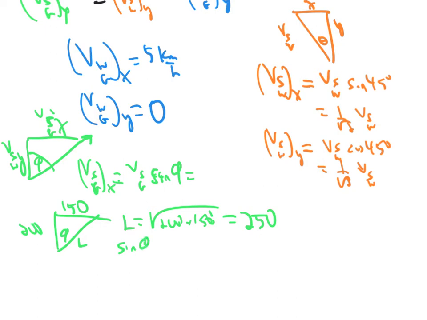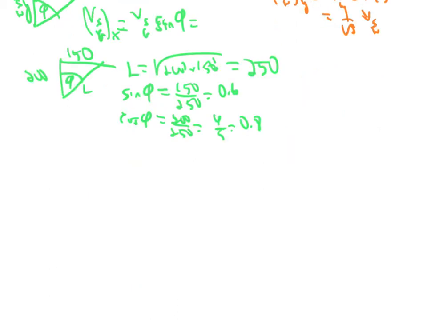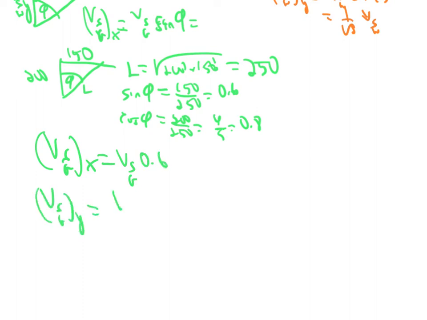Then the sine of phi, remember this is phi, is 150 over 250, or 0.6. And the cosine of phi is 200 over 250, which is 4 over 5, or 0.8. So now we have that the velocity of the swimmer with respect to the ground in the x direction is the velocity of the swimmer with respect to the ground times 0.6, and the velocity of the swimmer with respect to the ground in the y direction is the speed of the swimmer times 0.8.